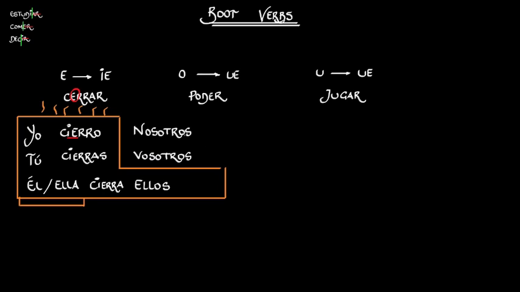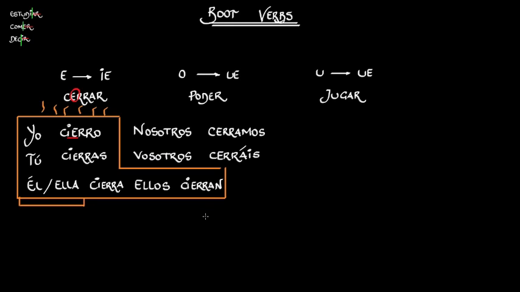Now we're going to move to nosotros, and notice that the E on the infinitive on the original verb is not going to change. The same happens for vosotros. But in ellos, we're going to move back again to changing the E to IE. And that's how boot verbs that change E to IE are conjugated.